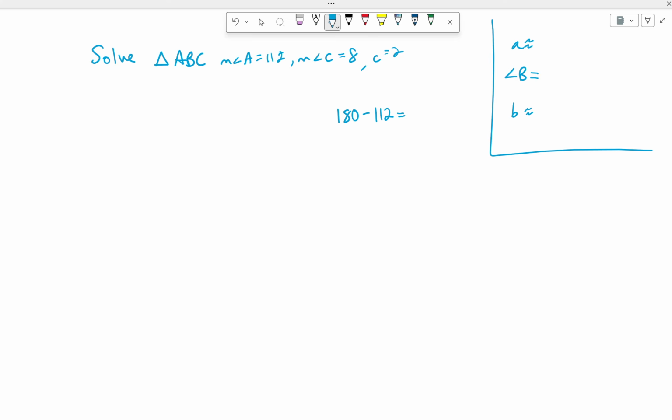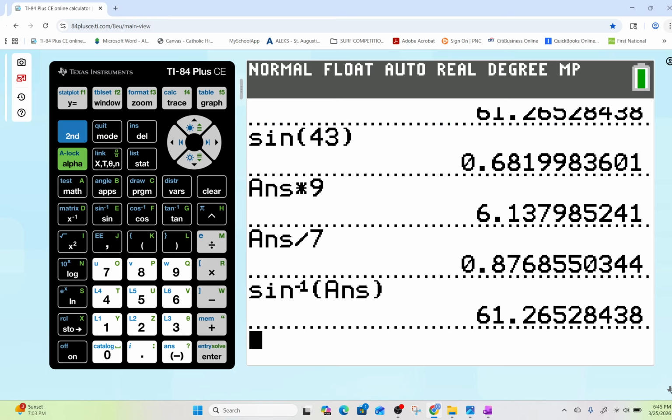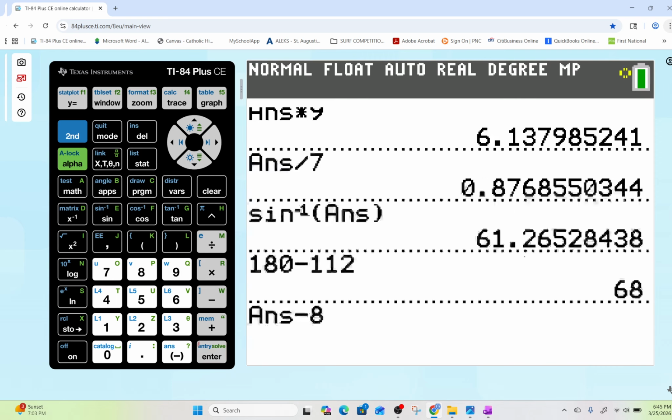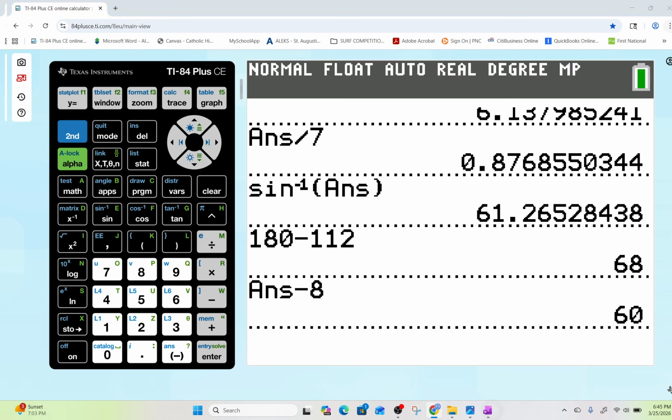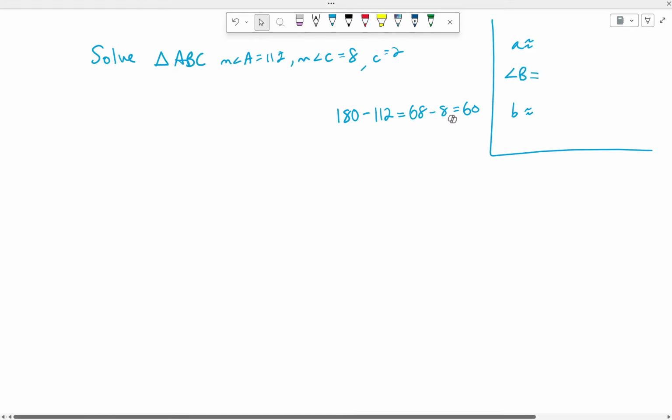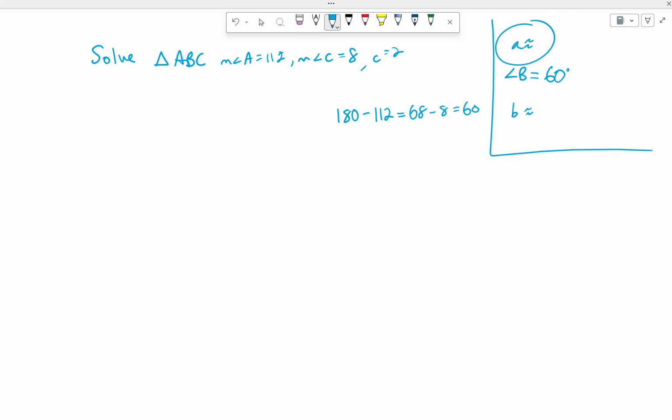Which is what? 68. And then I'm going to subtract another 8 from that too, right? Wasn't that what I'm also going to wind up doing? This was 68. And we have that minus 8 to get 60. So that's angle B. Have it directly, okay? Cool. Let's go ahead and solve for lowercase a.